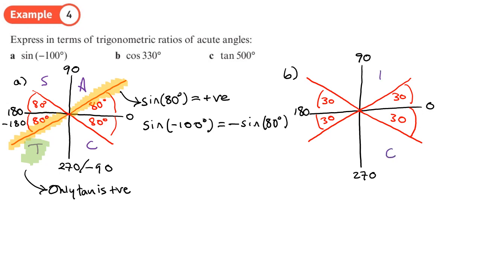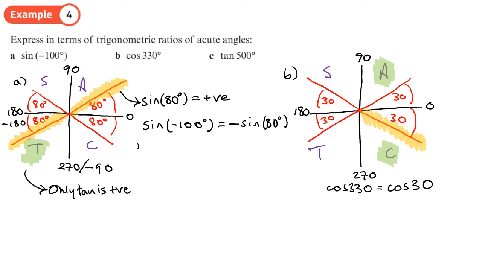So CAST. The angle that we drew was this one, and it's in the part of the cast diagram where cos is positive. We want it as an angle in the 0 to 90 part, and it's also positive. So not only do they have the same value, they have the same sign. So cos 330 has the same value and the same sign as cos 30.